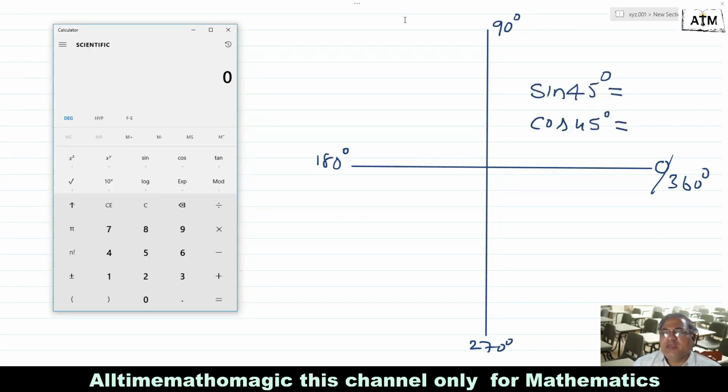Suppose I am having sin 45. Sin 45 is present in the first quadrant. It lies in the first quadrant. Cos 45 also lies in the first quadrant. So let us calculate sin 45, and let us check whether it is positive or negative.